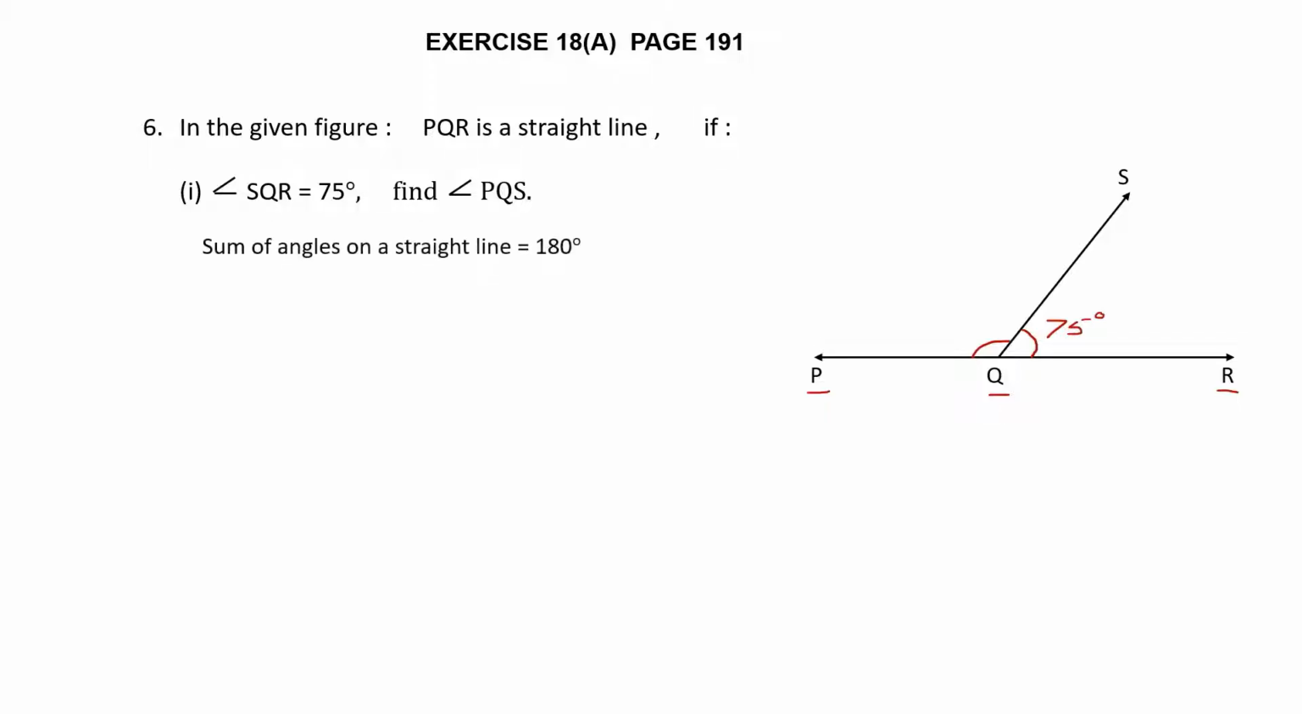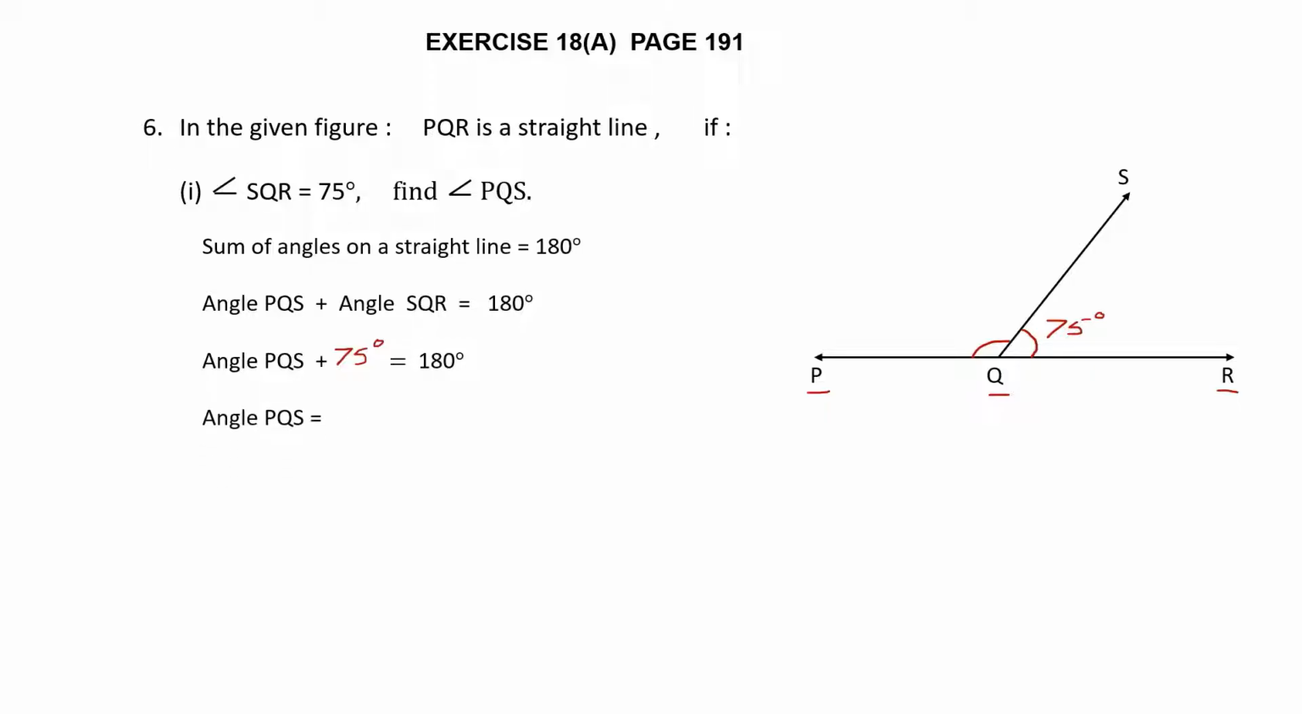Let's remember that PQR is a straight line, and let's remember the linear property which says the sum of angles on a straight line equals 180. So here there are two angles. If I add up both these angles, it should be equal to 180. That means angle PQS plus angle SQR is equal to 180. Angle PQS is what we are going to find out. Angle SQR we already know is 75 degrees. And these two should add up to 180 degrees.